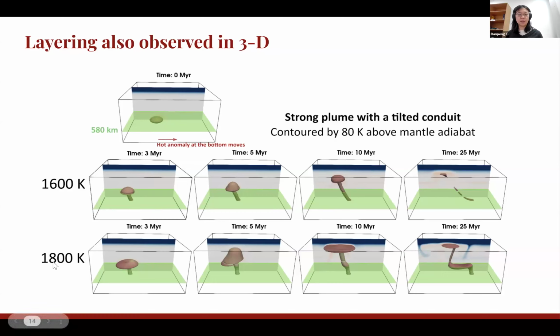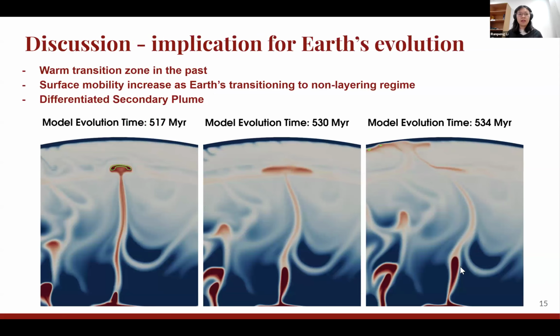The plumes are strongly tilted and layered only at the phase transition, only in the hot mantle. So this layering of the plume has very interesting implications for Earth's evolution. First, obviously, it can make the transition zone much hotter because of all those trapped hot materials. And also, as Earth is transitioning from a layering to a non-layering regime, we observe an increase in surface mobility.